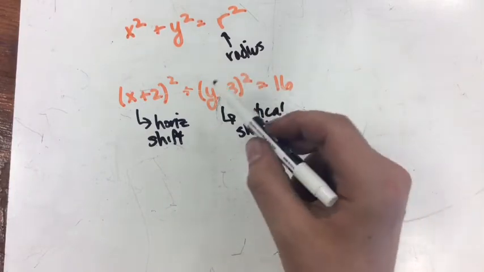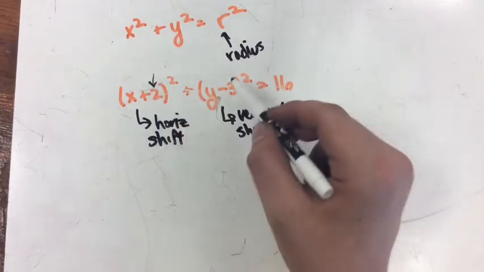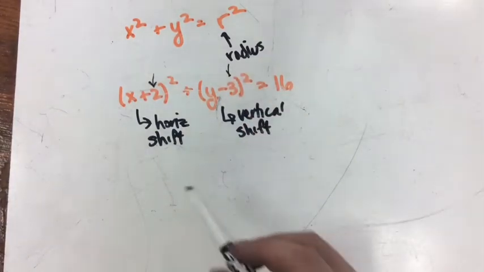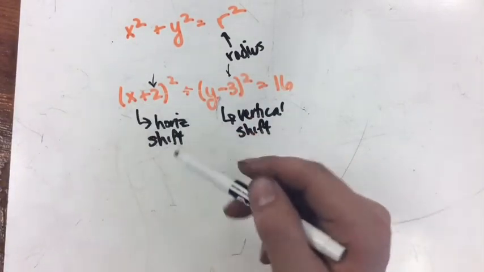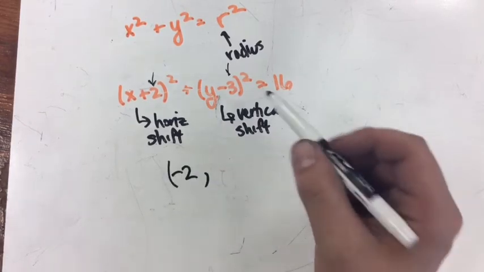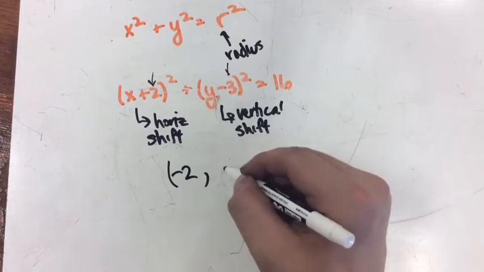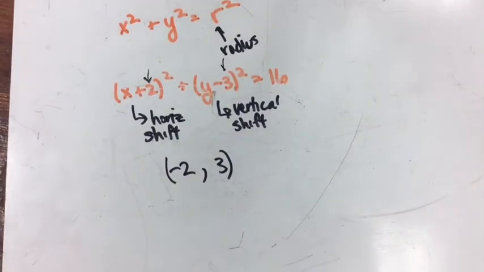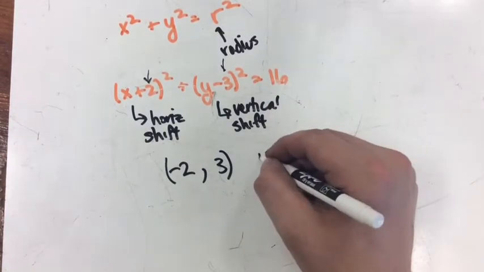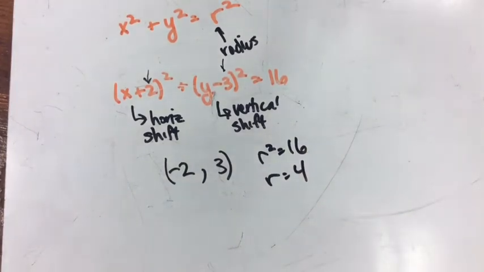Okay, and the shift is always in this quantity, right? But in the opposite direction. So if this is x plus 2, the center of this circle is at negative 2, comma, and if this is minus 3 right here, the center of the circle is going to be at plus 3. You might be asked, what's the radius of this circle? Well, since r squared equals 16, r must equal 4.